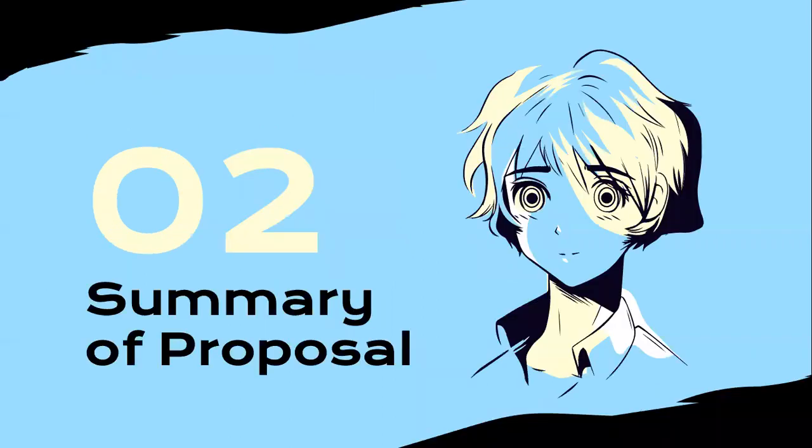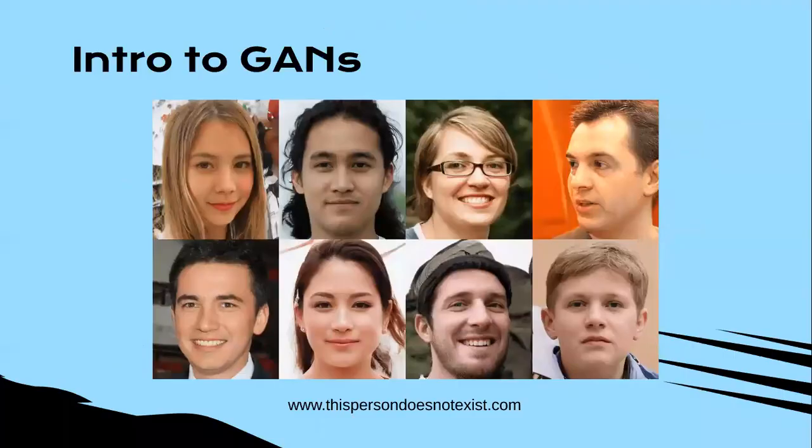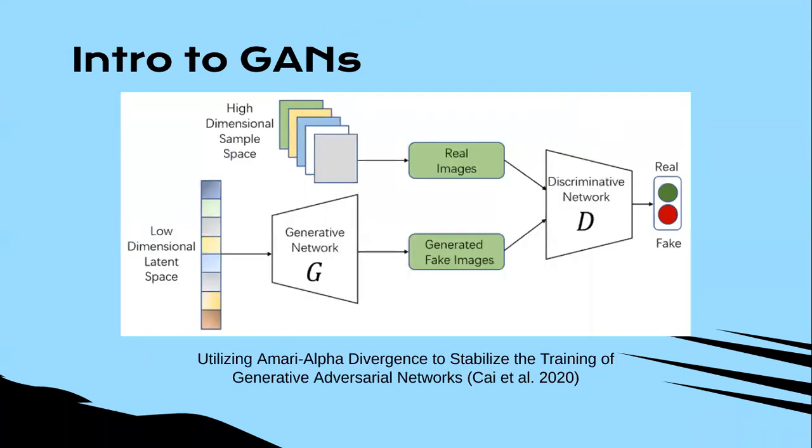Now let's go to the summary of the proposal. GANs are networks that generate fake data. For example, this is data from This Person Does Not Exist. All of these people have been created by GANs. And GANs simply work by having two networks, a generative network and a discriminative network. The generative network generates fake images, and the discriminative network tries to identify the real from the fake, and the two networks kind of compete with each other.